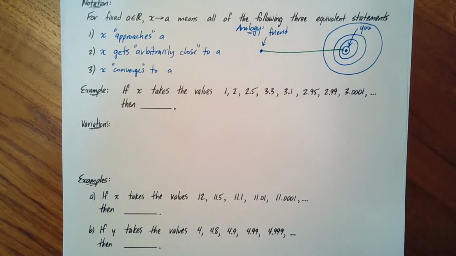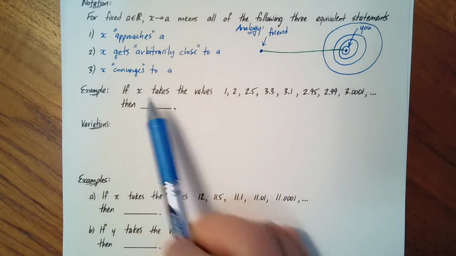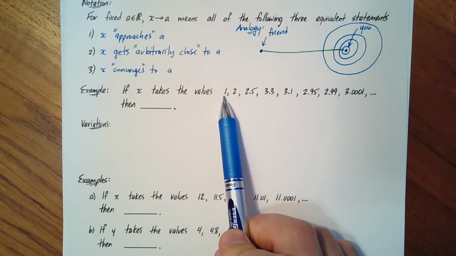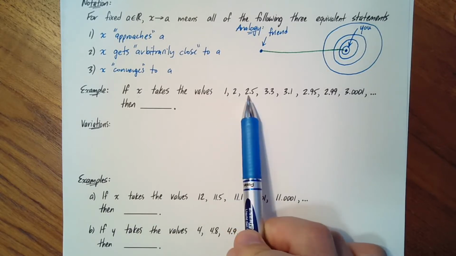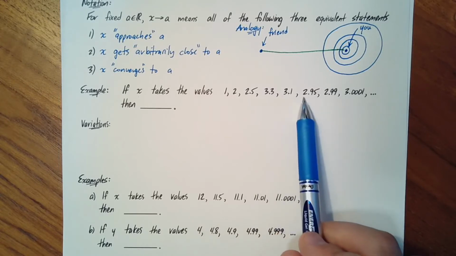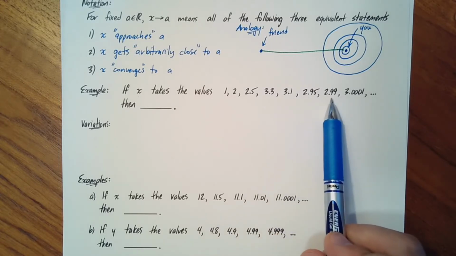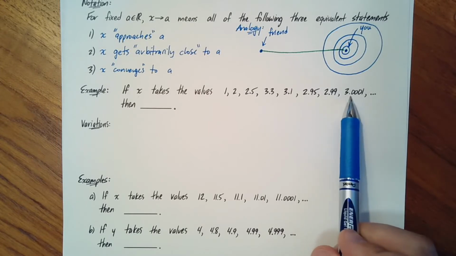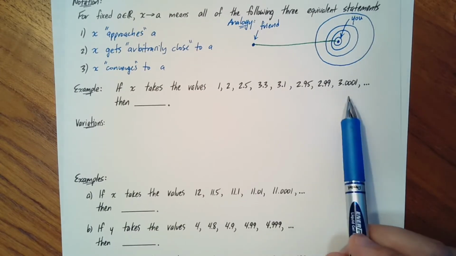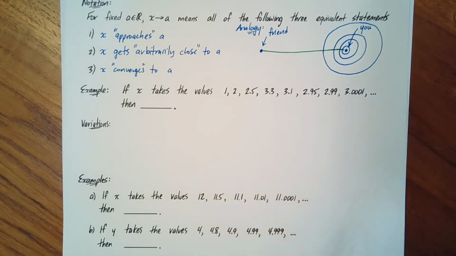So with that in mind, let's imagine that we've got a variable x and it's taking on several values. So it starts off equal to 1, then it's equal to 2, 2.5, and it goes through this list all the way till the end. 3.3, 3.1, 2.95, 2.99. Now that's getting fairly close to 3. And then 3.0001, well, that's getting even closer to 3. So it looks like these values are getting closer and closer and closer to 3.